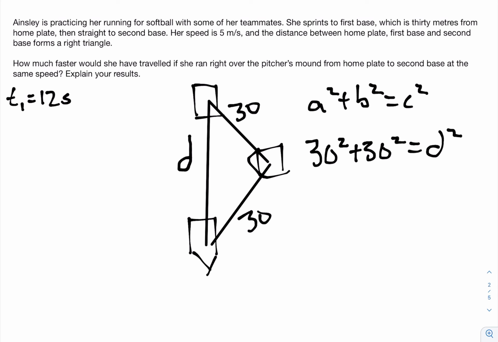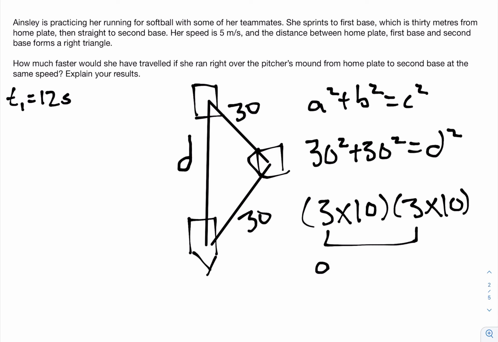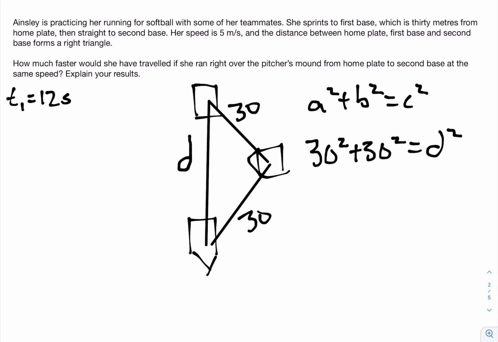Okay, so 30 squared, that's 3 times 10 times 3 times 10. Now, 3 times 3 is 9. 10 times 10 is 100, so that's 9 times 100. That's going to be 900. So 30 squared is 900. And we have two of them. So we have 900 plus 900 equals d squared.